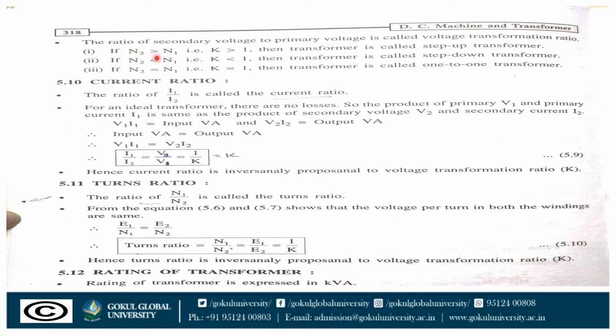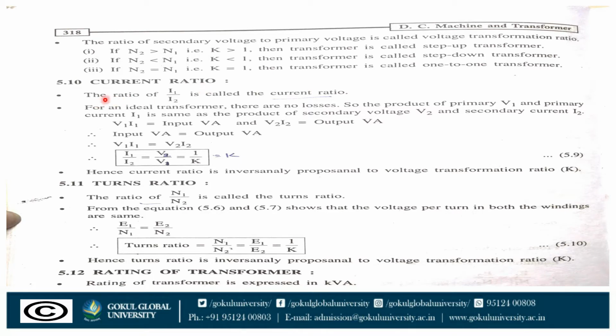If N2 is more than N1, it means a step up transformer, then K is more than 1, and the transformer is called a step up transformer. If N2 is less than N1, meaning the secondary turns are less than the primary turns, then the transformation ratio K is less than 1, and we can say that the transformer is step down. And if N2 is equal to N1, then K is equal to 1, and we can say that the transformer is a 1-to-1 transformer.